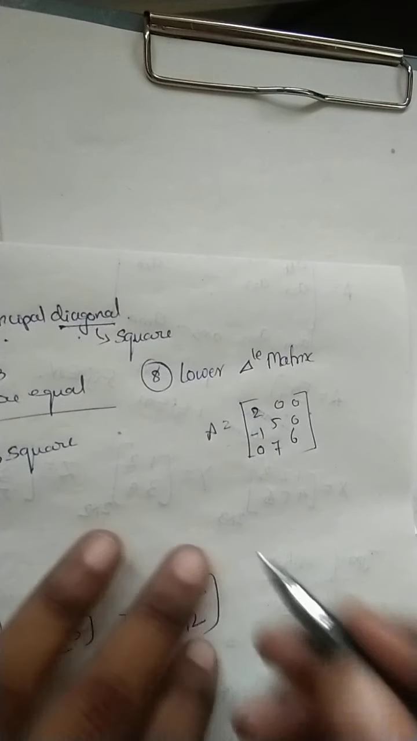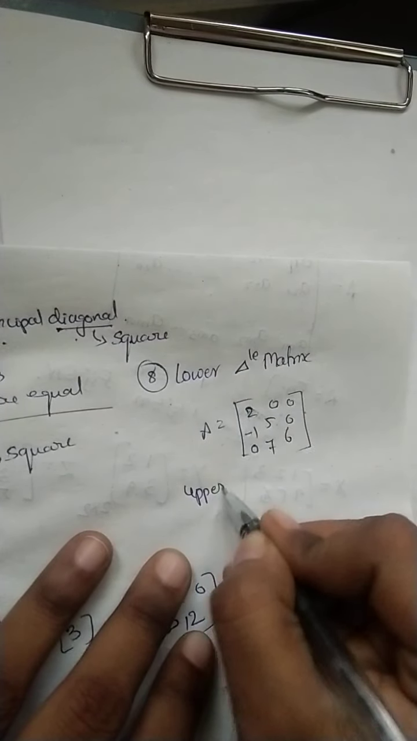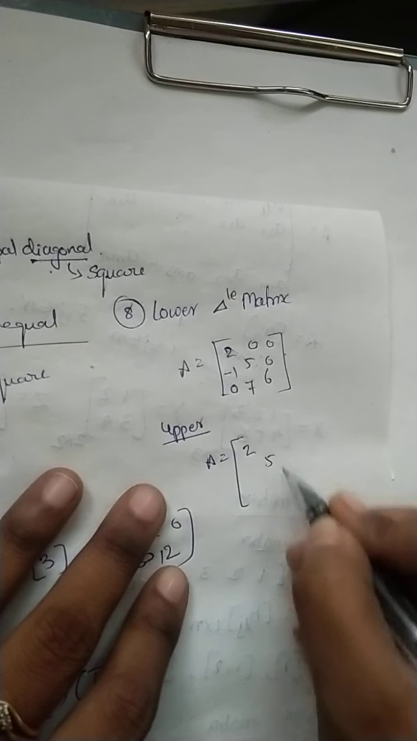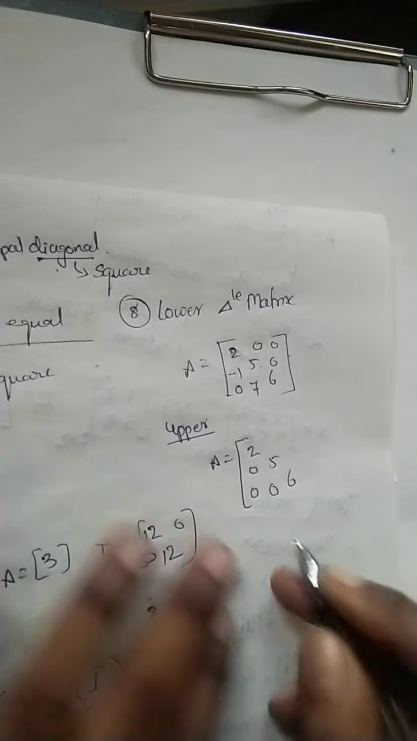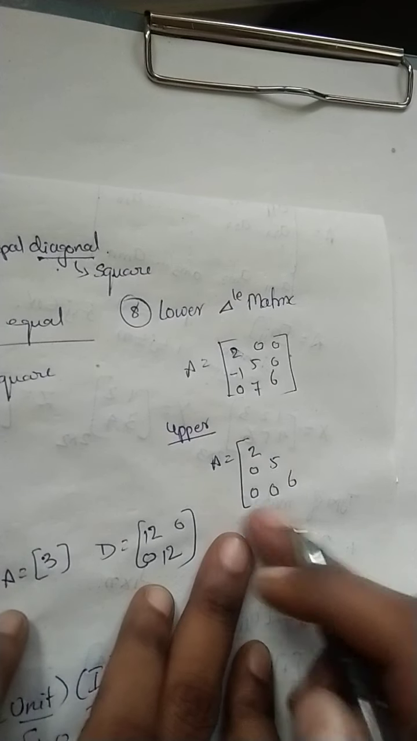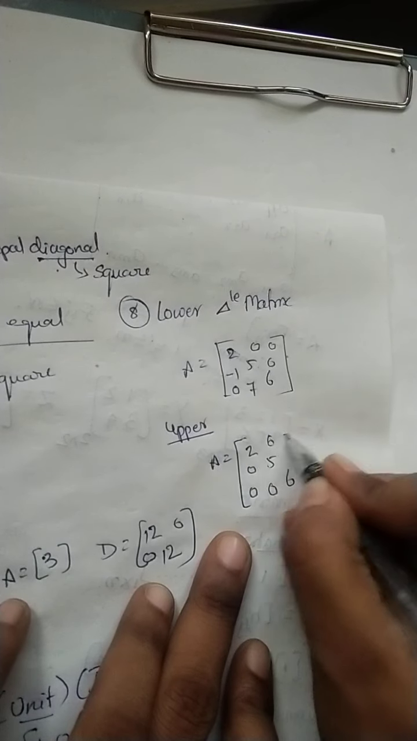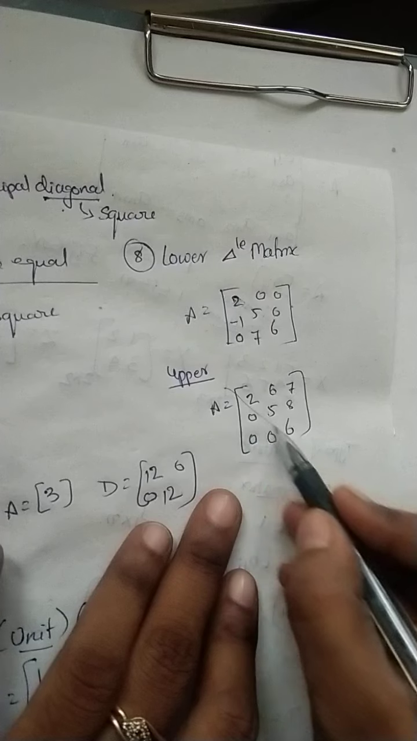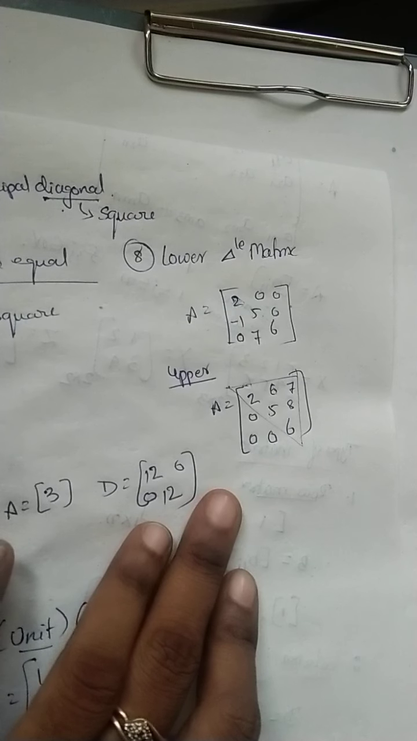Coming to the upper triangular matrix. It is a matrix in which, leaving the elements below the principal diagonal as 0, all other elements are present. This type of matrix is called an upper triangular matrix. Now you can see it is in the form of a triangle.